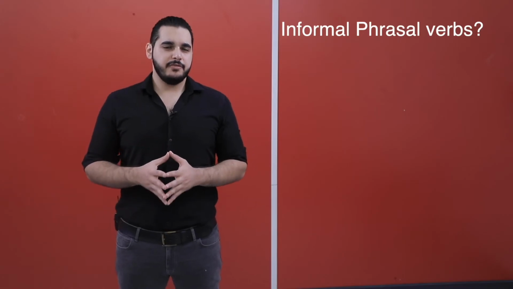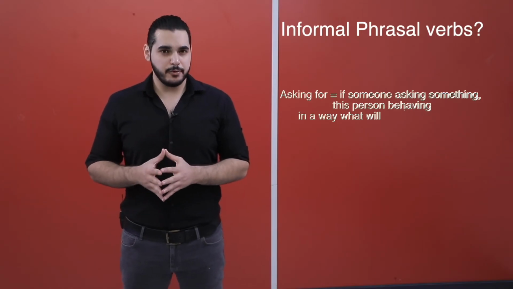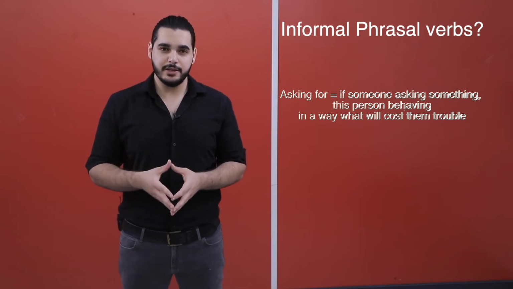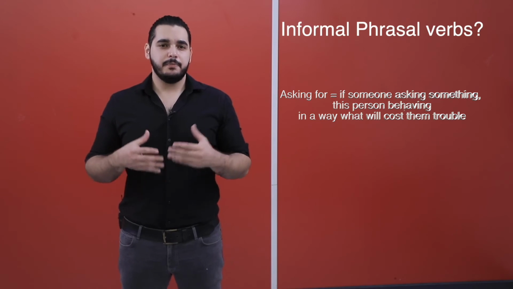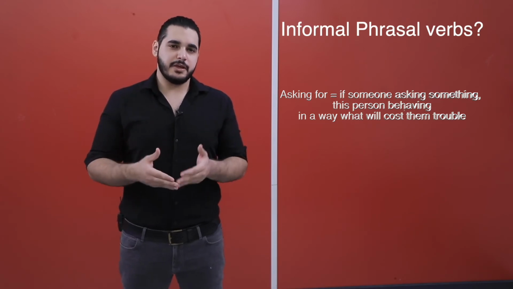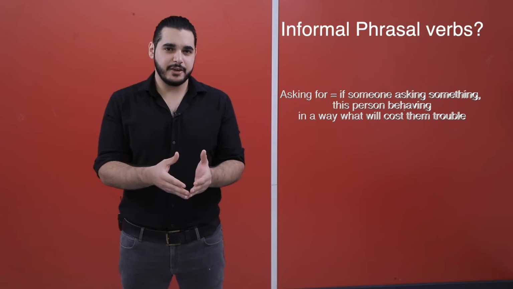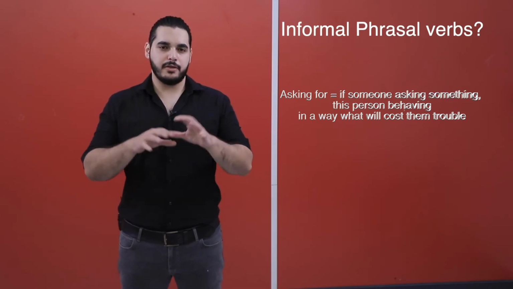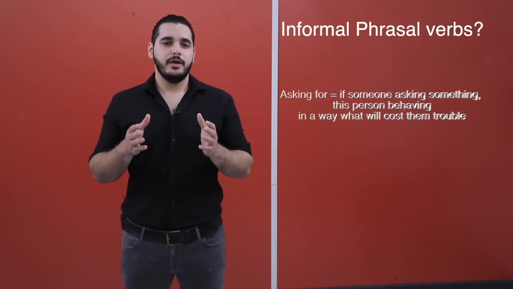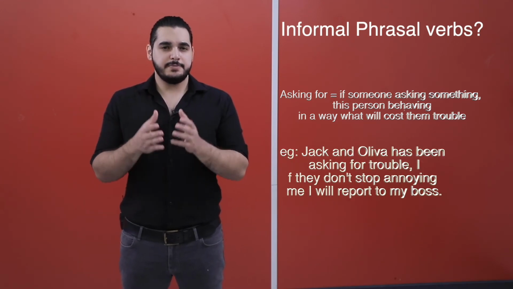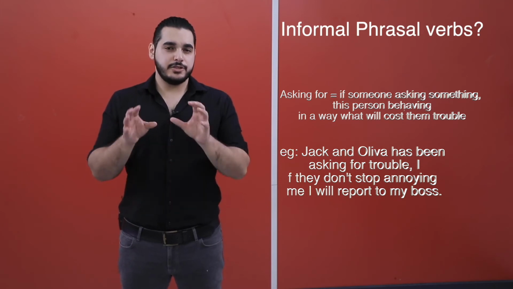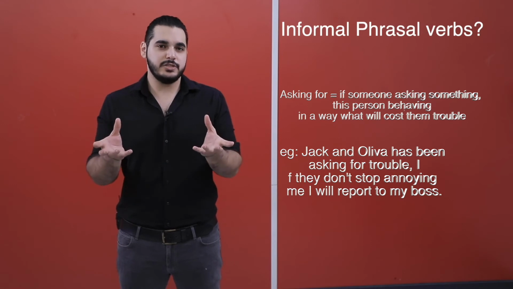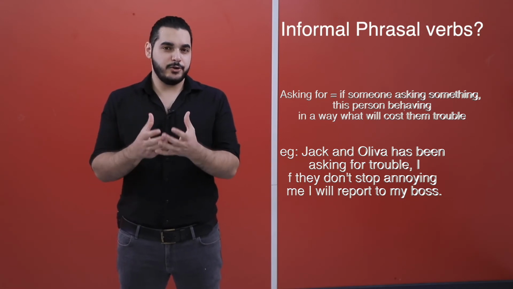Phrasal verb number 5 in our list is asking for. When we use this phrasal verb in the continuous tense, it means that if someone is asking for something, this person is behaving in a way that will cause them trouble. Again, another example about the same three people. Jack and Oliver have been asking for trouble. If they don't stop annoying me, I will report them to my boss. This is what Susie may say about them because she's annoyed right now.